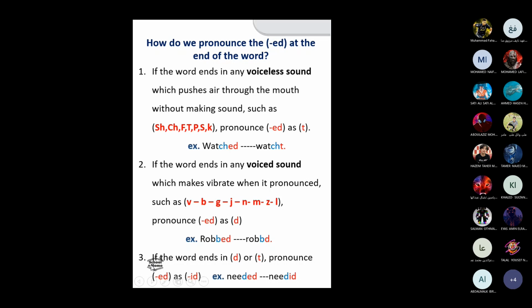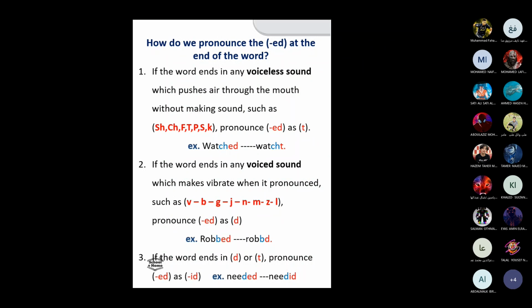Number three, and the last one. If the word ends in D or T, pronounce the ED as ed. The word has D or T at the end, and you have to pronounce it as ed, such as need, which has D at the end. When you add ED, you pronounce the ED as it. So you say needed. Need-ed, like that. You pronounce it as ed.